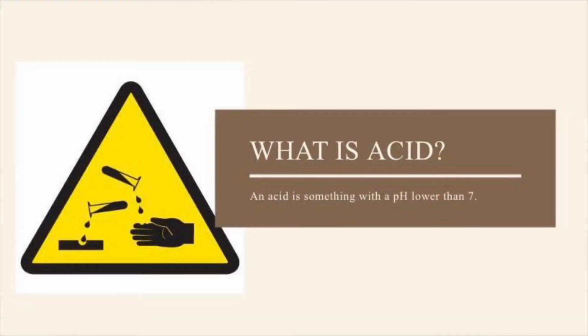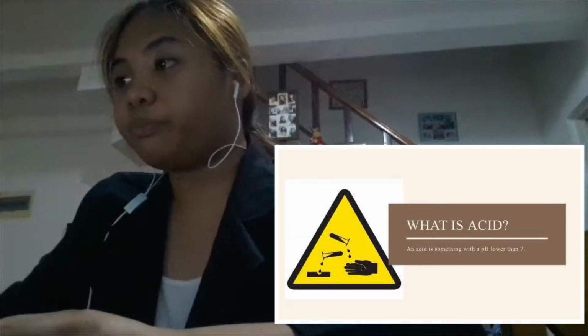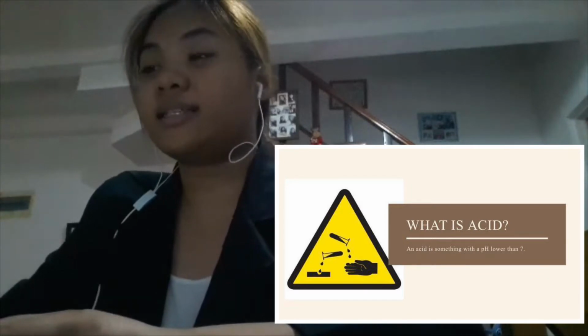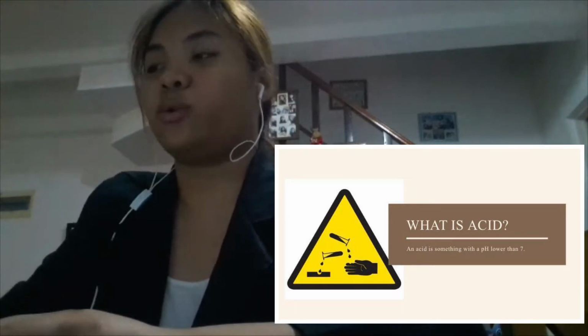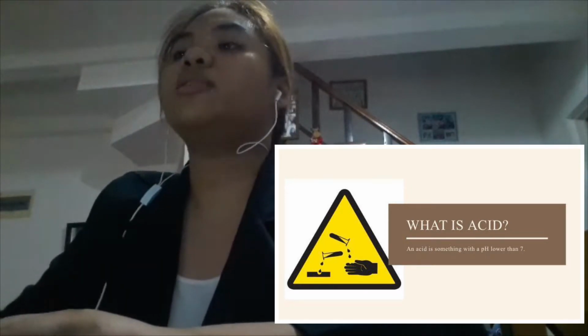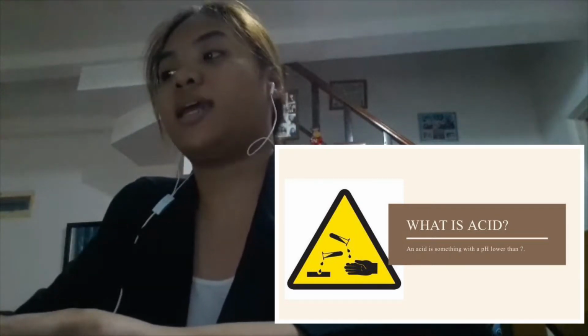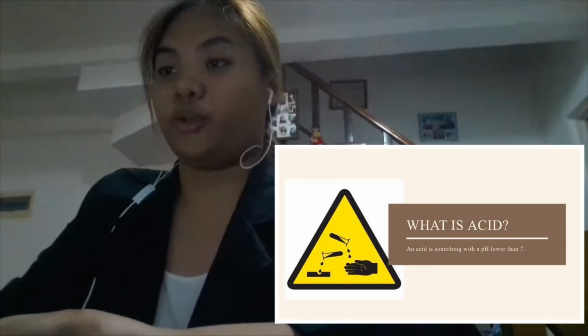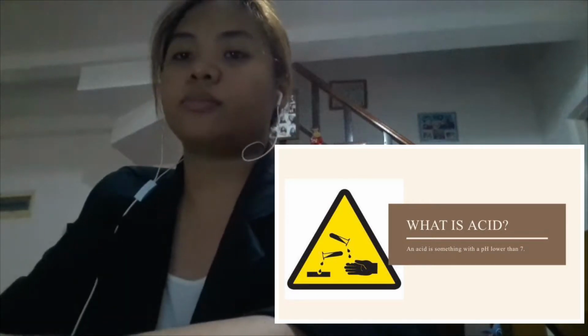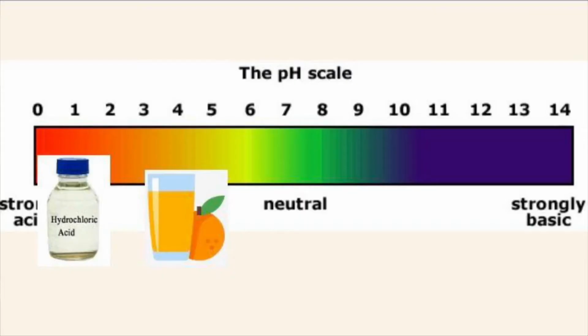So the word acid has a pretty nasty sound to it, and when you hear it, you probably think of this picture. But an acid is something with a pH lower than 7. To put this number in perspective, water is a 7 on a pH scale, and this is considered neutral. The pH scale measures how acidic or basic a substance is.